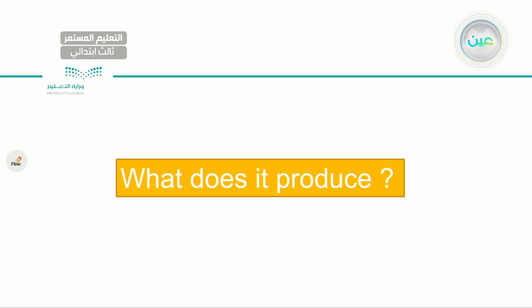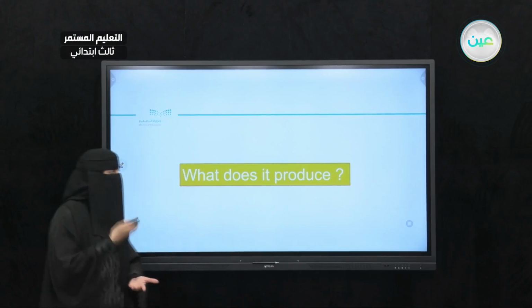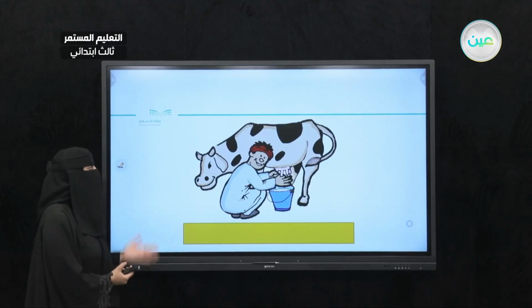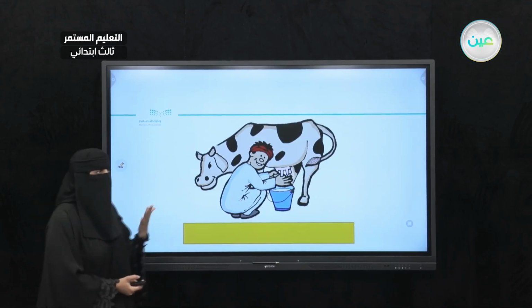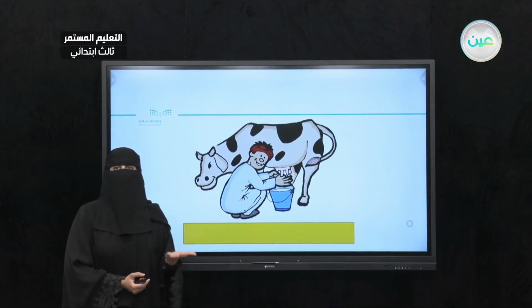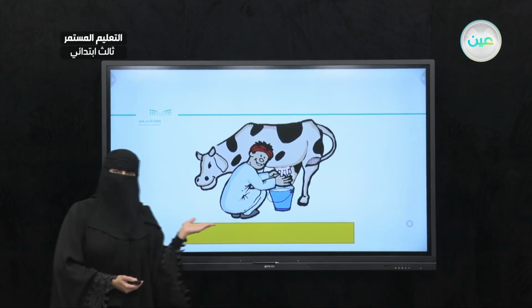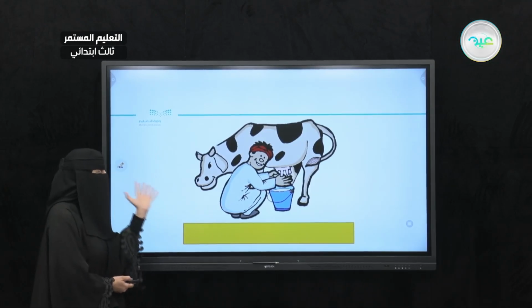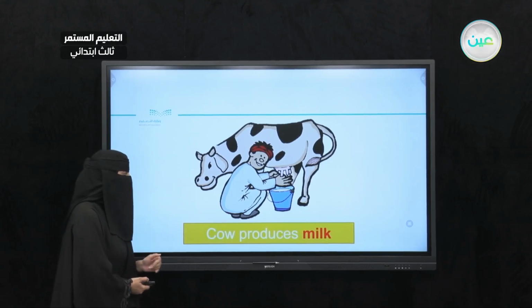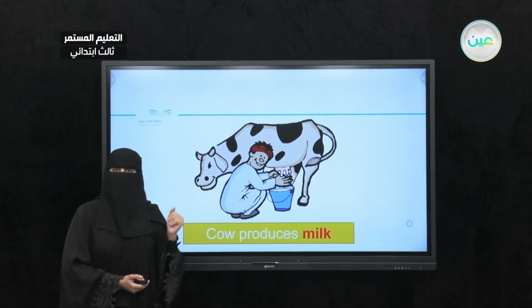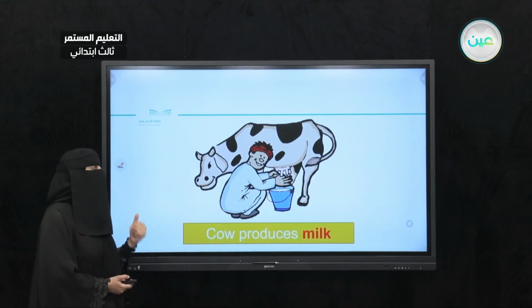Now, also in the previous lesson, we introduced what these animals produce. What do they provide to humans, okay? So let's start with the first animal. For example, a cow. What does a cow produce, my dear student? What does a cow produce? Of course, as you can see in this picture, a cow produces milk. A cow produces milk. Very good.